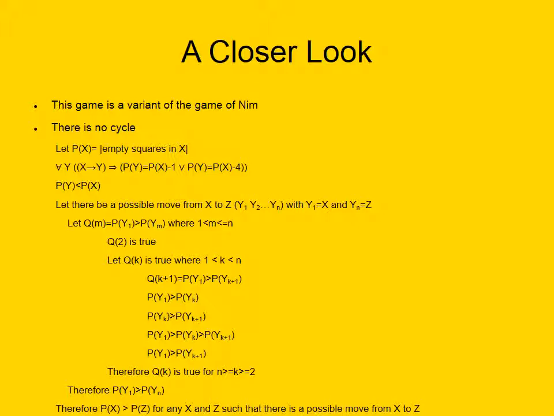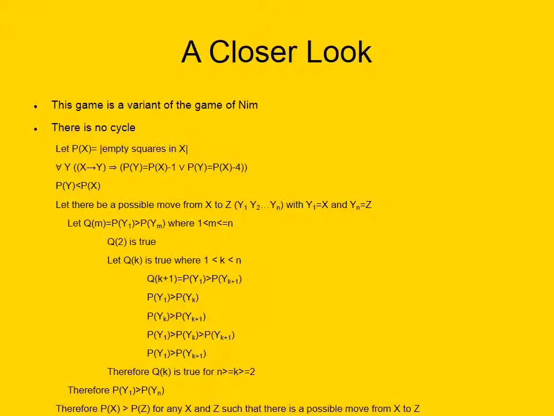Let there be a possible move from x to z with a path of y1, y2 to yn, with y1 equal to x and yn equal to z. Let q(m) be P(y1) bigger than P(ym), where m is bigger than 1 and less than or equal to n. q(2) is true from what we have proven before. Let q(k) be true where 1 is less than k and k is less than n. Then q(k+1) is P(y1) bigger than P(y(k+1)).